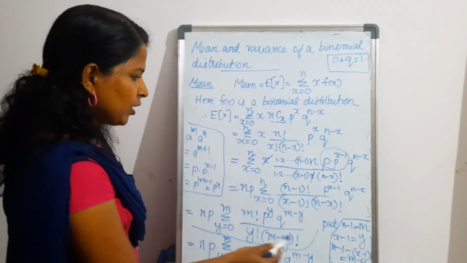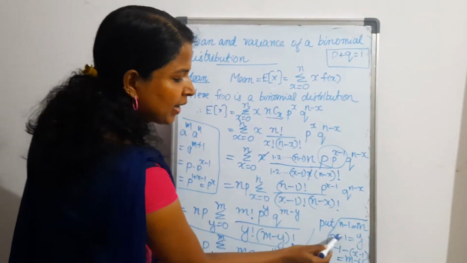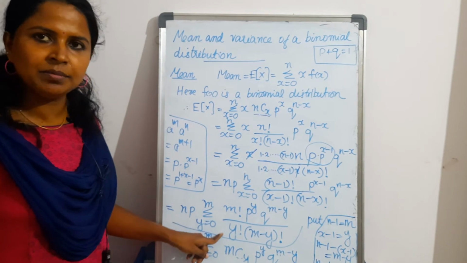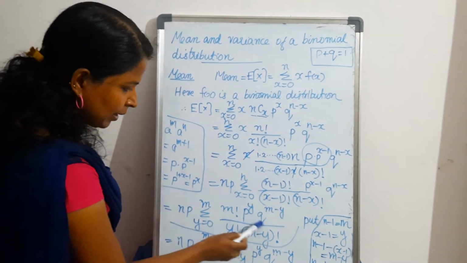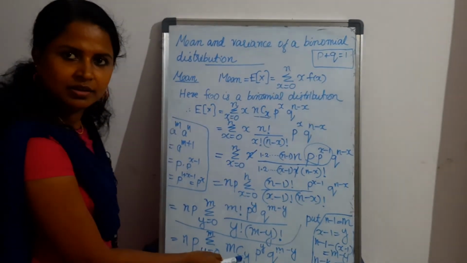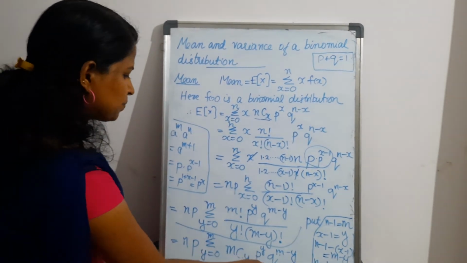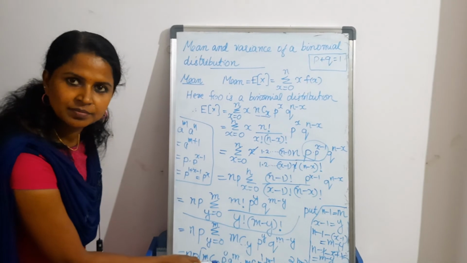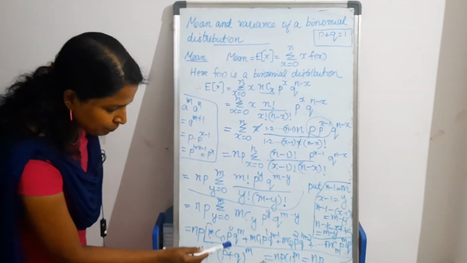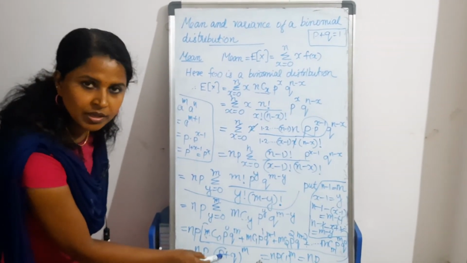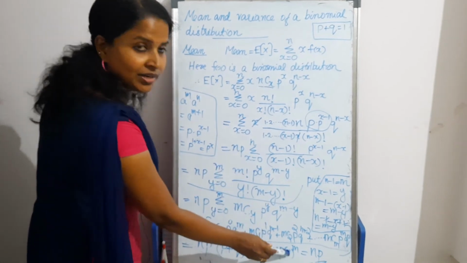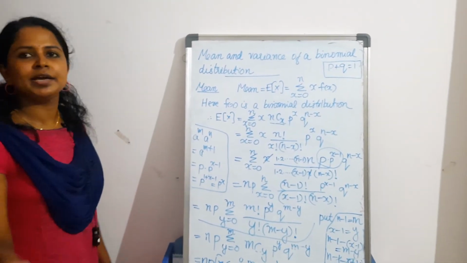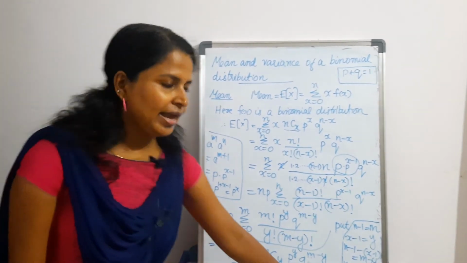Then next step, put n minus 1 equal to m and x minus 1 is equal to y. We get this term. This factorial formula becomes mcy. Then expand this sigma notation. We get binomial series. The binomial series is p plus q whole raised to m. Then p plus q is equal to 1. That is, the mean of binomial distribution is np.